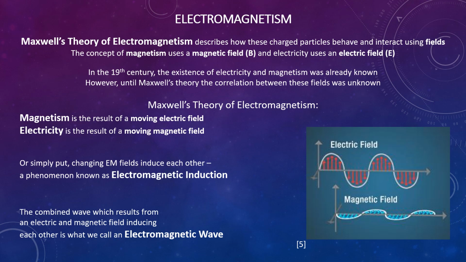So now we know from Maxwell's theory and the extensive testing behind it that magnetism is the result of a moving electric field, and electricity is the result of a moving magnetic field. Put another way, changing electromagnetic fields induce one another. They cause each other to happen. This phenomenon is known as electromagnetic induction. The combined wave that results from an electric and a magnetic field inducing each other is what we call an electromagnetic wave.